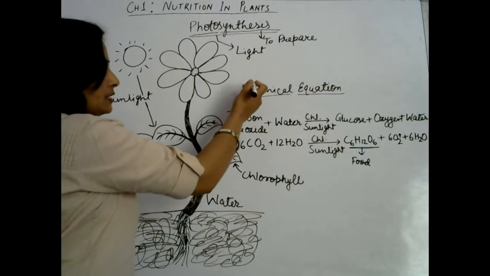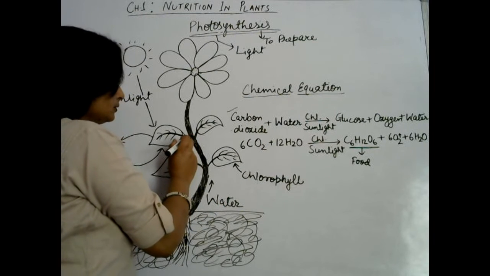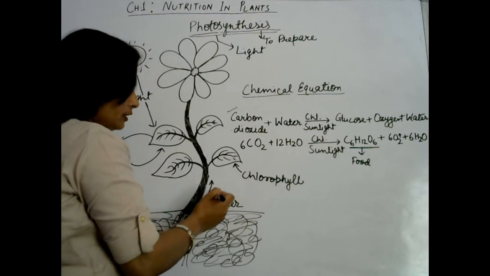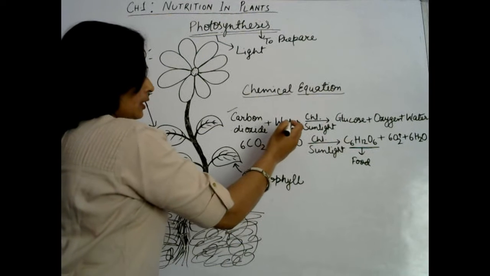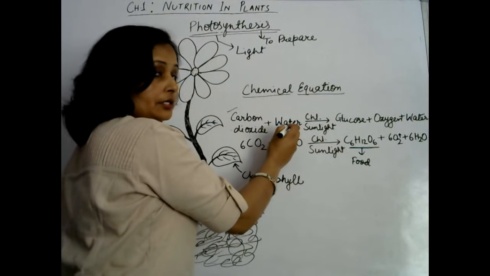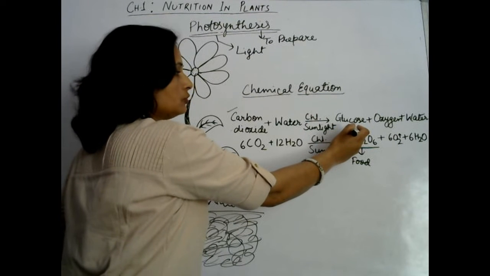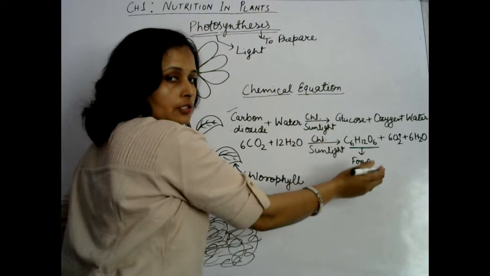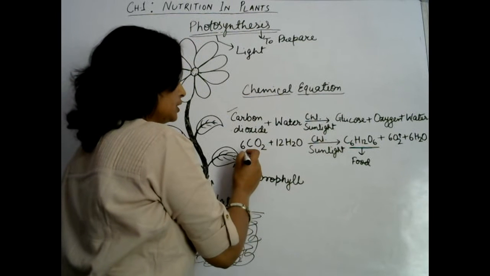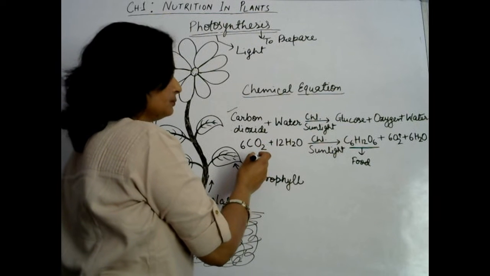So here is the chemical equation of photosynthesis. Carbon dioxide that is supplied to the plant through stomata reacts with water, which is supplied to the plant's green leaves through roots, and in presence of chlorophyll and sunlight, that is when carbon dioxide reacts with water in presence of chlorophyll and sunlight, then glucose is formed. Glucose is food for the plant, and during that process oxygen is also released and some amount of water is also released. So this is the chemical equation of the whole reaction.